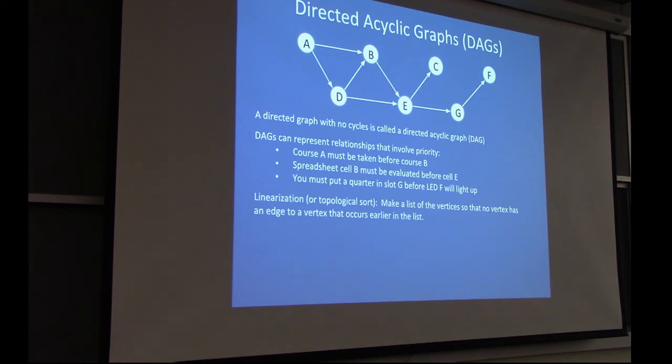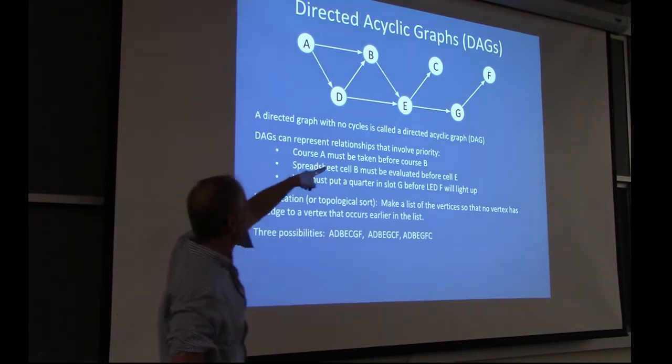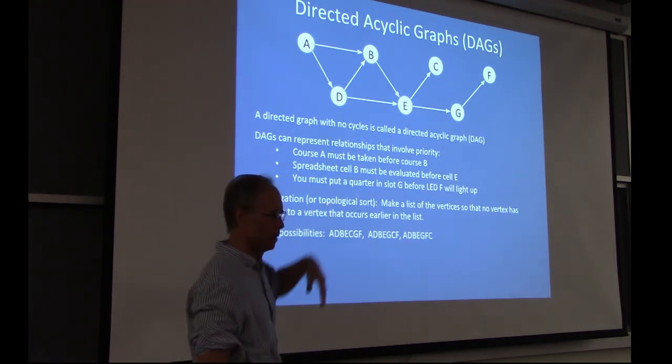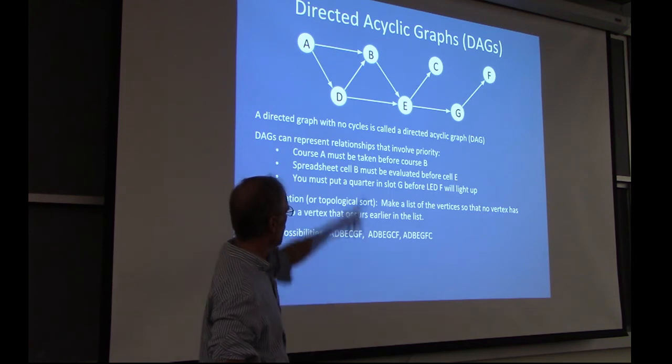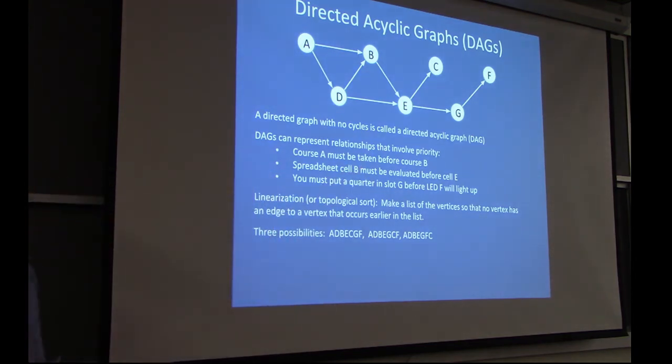So in fact, there are three ways to linearize this graph. They all start with A, B, D, E. And then you've got a choice. Once you've got A, B, D, E, C could come next or G could come next, because C and G are unrelated. And then you've got to make sure F comes sometime after G. It doesn't have to come immediately after G, it just has to come after G.